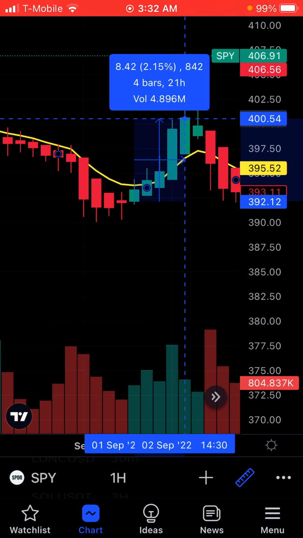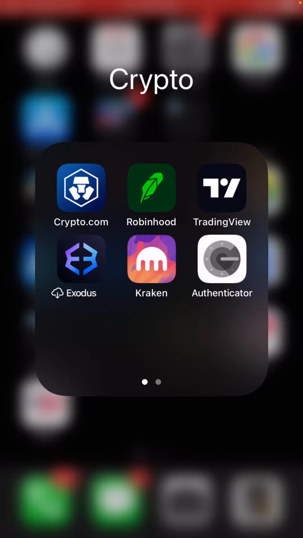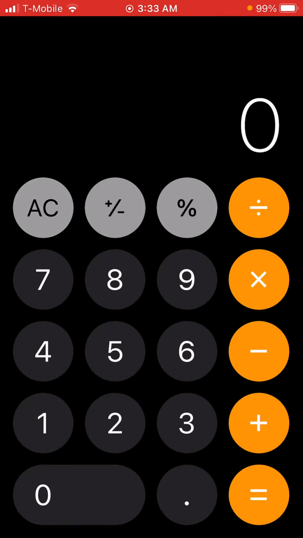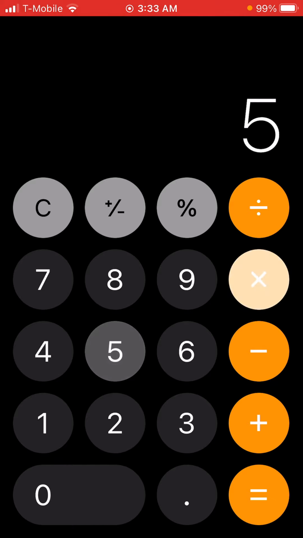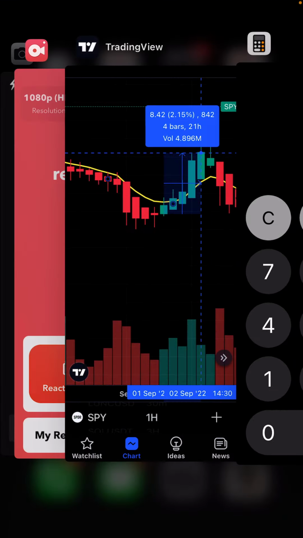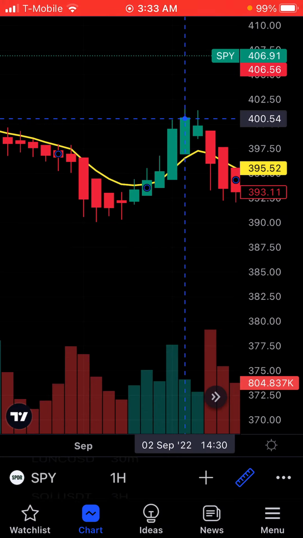See these candles. Yeah, these candles are 21 hours. I don't know how it's 21 hours. It must have been a weekend or whatever, but it's 21 hours, 4 bars. There's a difference in price, $842. So we got 842 times 50. So that was $421, roughly around there.